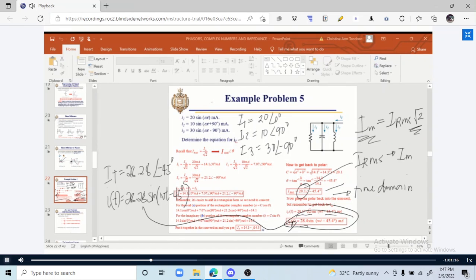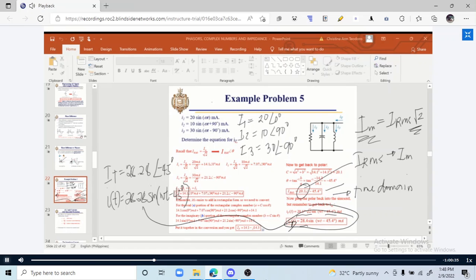Very good, Steven. Okay, so since we already have 20.1 angle negative 45.4 degrees, and 20.1 there is our IRMS, we should convert our IRMS back to our IM. Now, how can we convert our IRMS back to our IM? We should multiply our IRMS by square root of 2, and by multiplying it, we could get 28.4. Okay, 28.4, and we should just write our equation as 28.4 sine omega t minus 45.4 degrees milliamps.